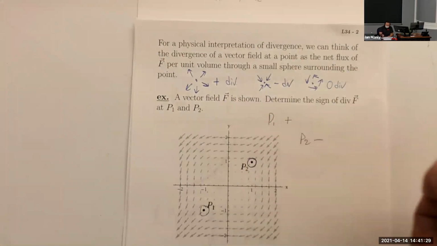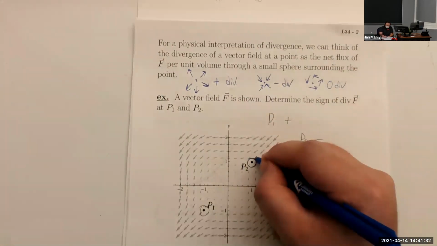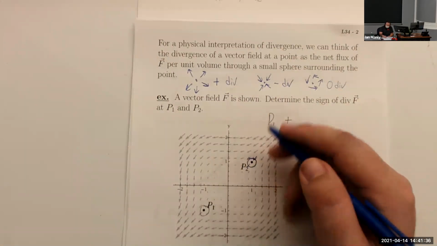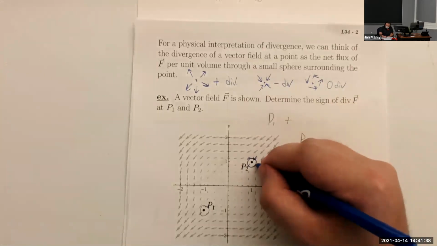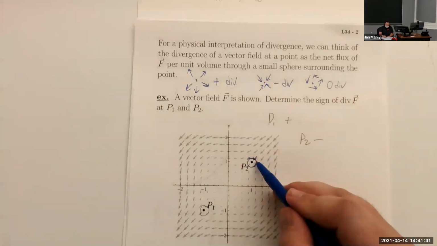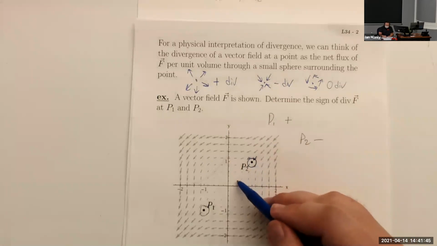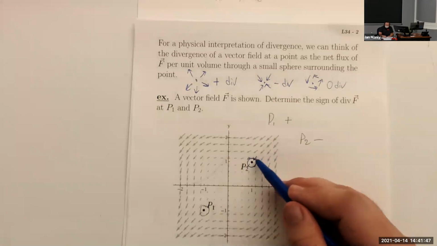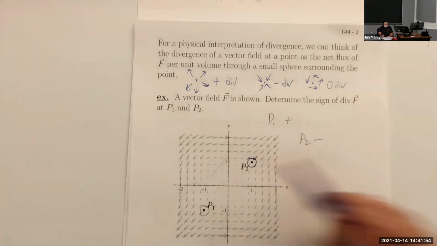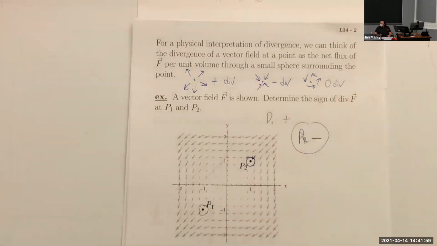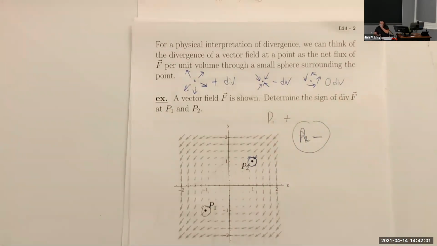Now, on the face of it, it seems like this divergence might be zero because we have vectors coming in this way, but then they're also coming out this way. So the positive and negative parts might seem like they're balancing out. But one thing we notice is that the vectors here in the back are bigger than the vectors here in the front. So even though they're all going the same way, the ones coming into the circle will overwhelm the ones going out of the circle. So that's why the divergence at point P2 will end up being negative.